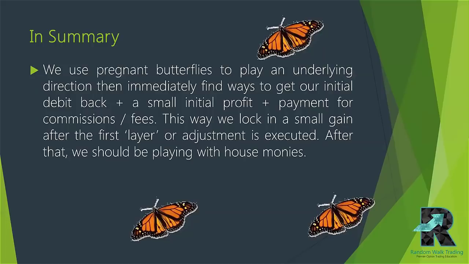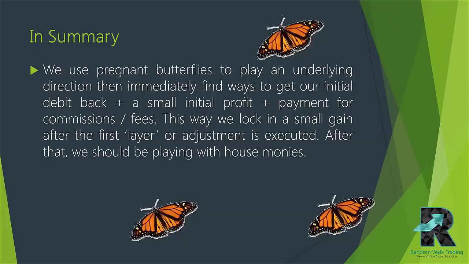And if you can, then you're playing with house monies after that point, because after you make that first adjustment or that first layer trade on top of your initial trade, we've kind of paid for the trade, and we're playing with house monies. We got a lottery ticket. It's not going to be the 40 billion or whatever it was, or the 40 million that we had a month or so ago.